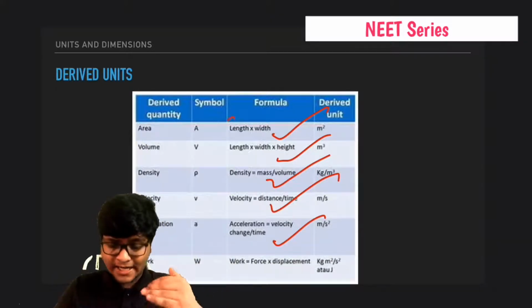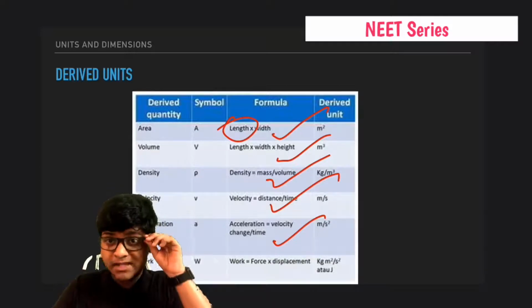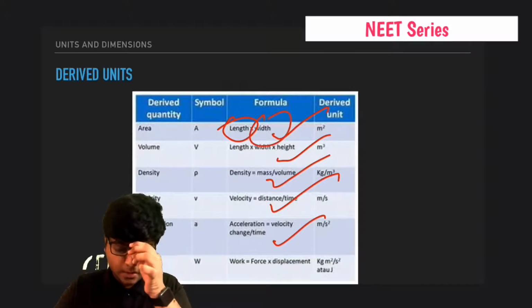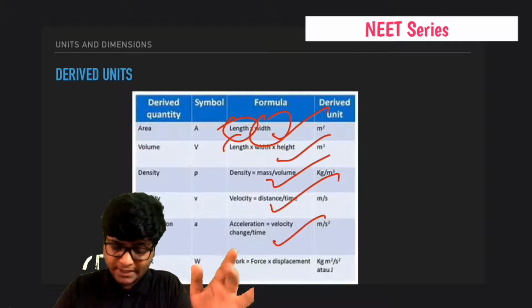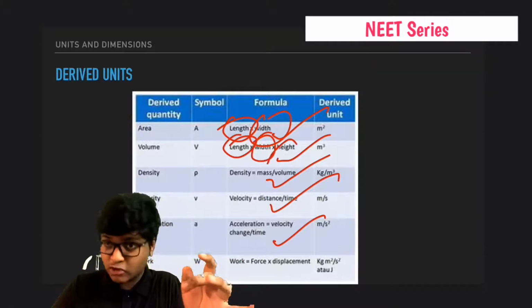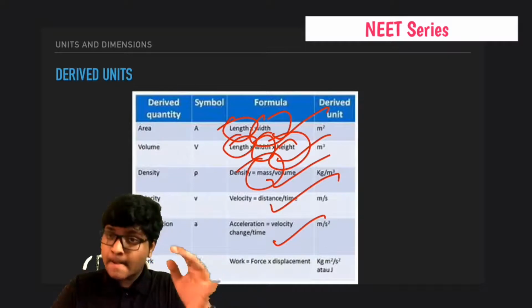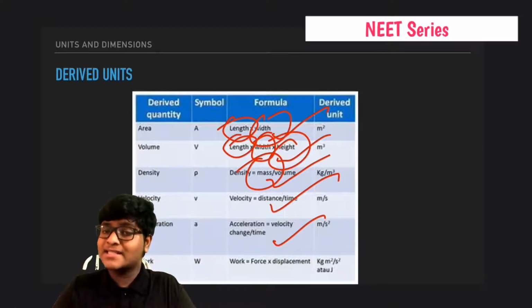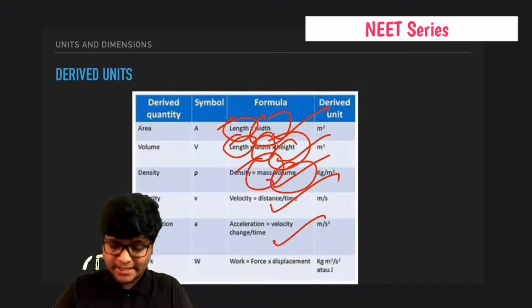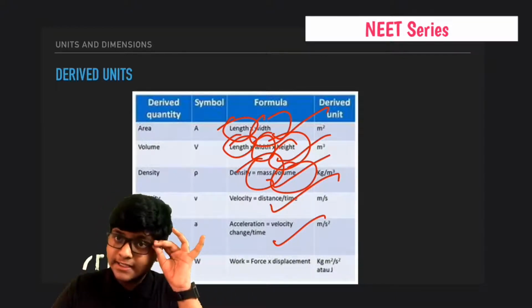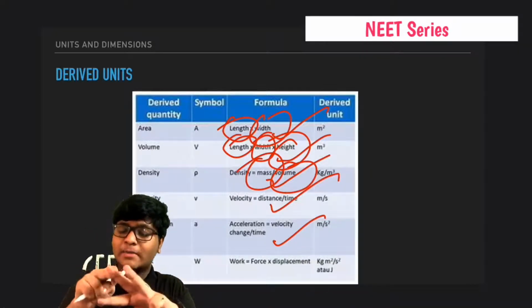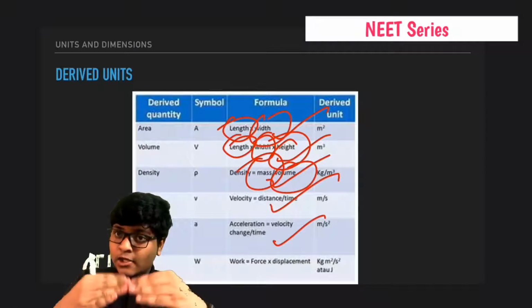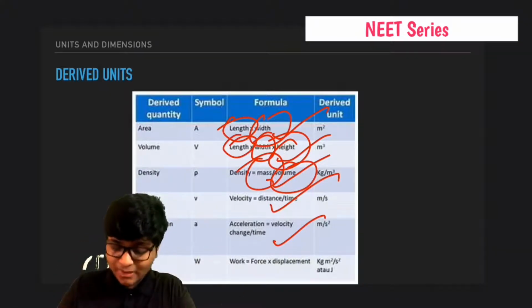So how can we say they are derived? See, length is a fundamental or base physical quantity, and the width is also a form of length, so it's also a fundamental or base physical quantity. In volume also, it's length, width is also a kind of length, height is also a kind of length. Mass is a fundamental quantity. Volume is of three lengths, length into length into length, or length into breadth into height. All three come into the same category, that is length. So length is a fundamental quantity, that's why they are called derived.